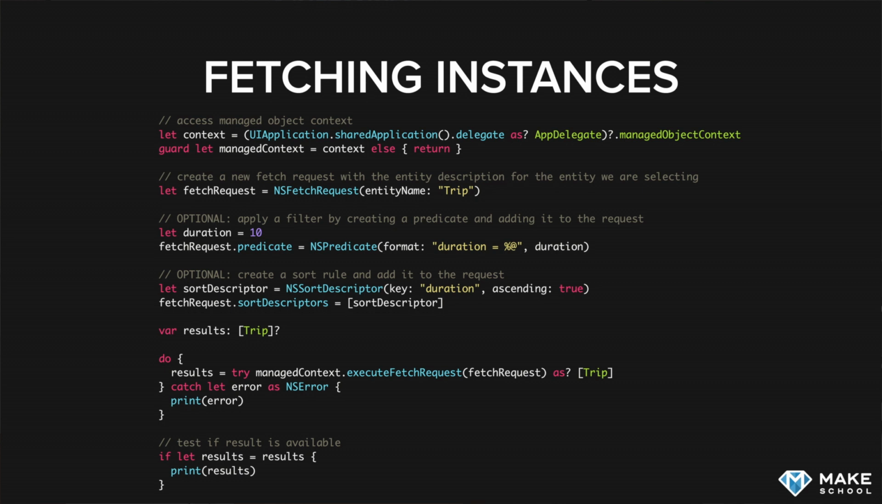Then additionally, you can also define sort criteria. So you can say, I want to fetch these trips with this requirement, but all the trips that are returned shall be sorted by name. And once you have set all of this up, you can pass the query into the managed object context by calling execute fetch request. And once again, you have to wrap this into an error handling block. And if everything works out, you get results back of objects that match the query that you set up.